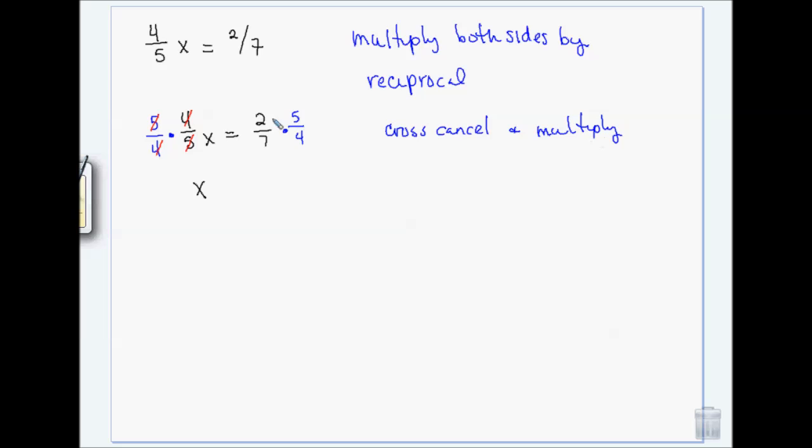On this side, 7 and 5 don't cancel, but the 2 and the 4 will. So x is 5/14.